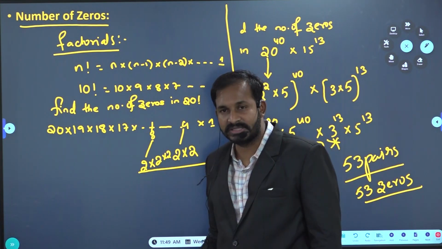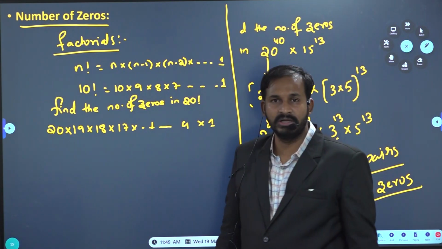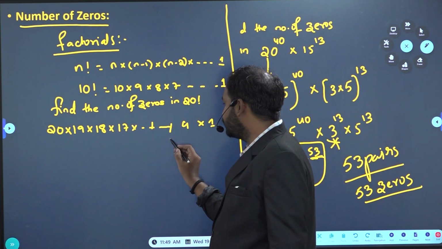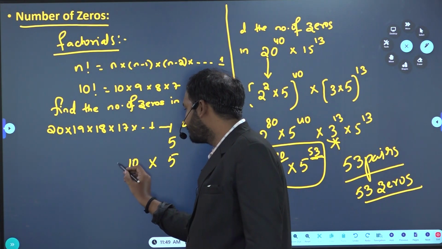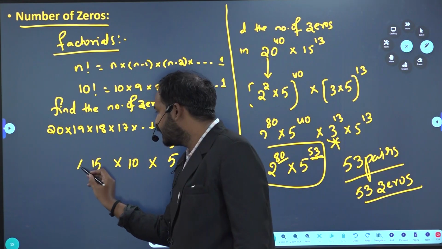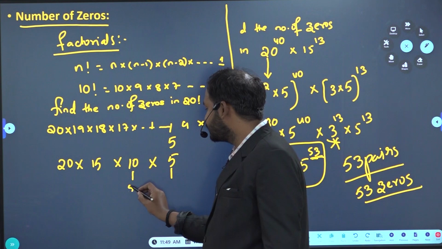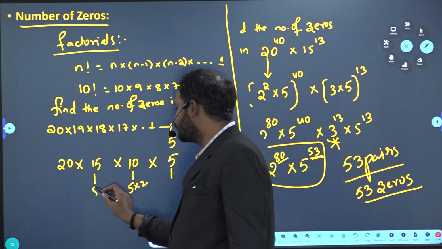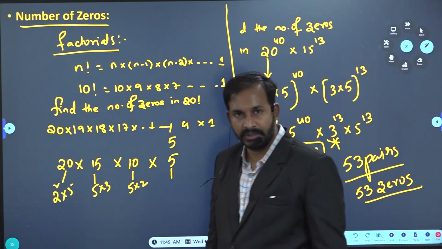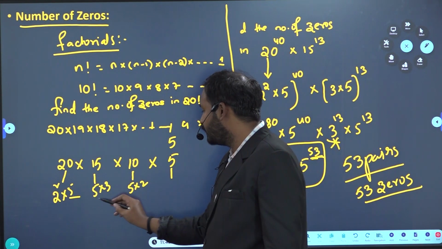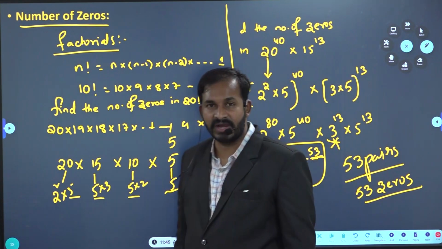Now tell me how many 5's I will have in this one. Anyway, we will have many 2's, so I will not bother about them. I will only look for 5's. At 5 I will have 1. Right? 5, 10, 15 and 20. I can write 10 as 5 into 2. I can write 15 as 5 into 3. I can write 20 as 2 square into 5. That means how many 5's do I have here? 1, 2, 3 and 4. So that means the number of zeros in 20 factorial is how much?